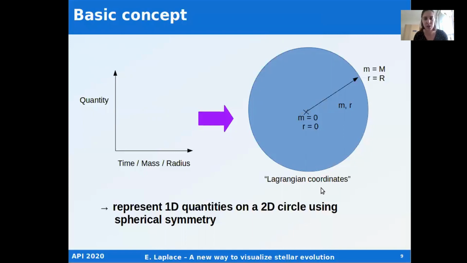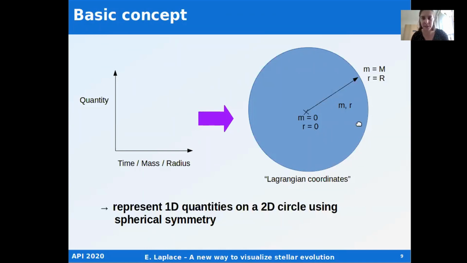You just use what is called Lagrangian coordinates, and you make use of the fact that for many, many problems in stellar astrophysics, and all of the ones that I will talk about here, you can assume that stars are spherical. This is really, really useful, because then you can use spherical symmetry. And this means that you can represent any 1D quantity as the radius of a circle. It's as simple as that, okay?